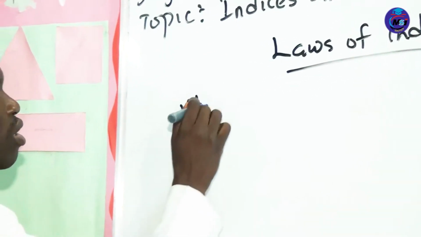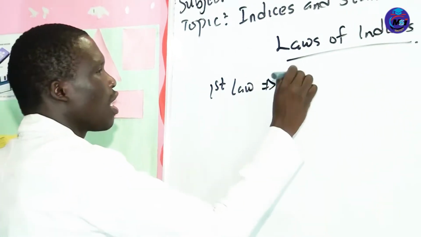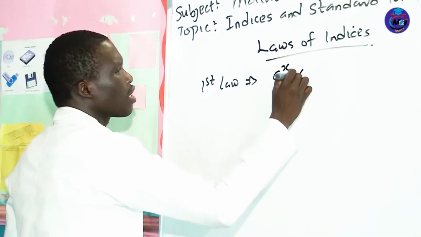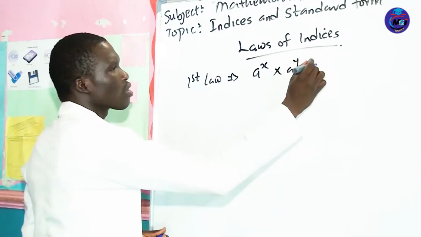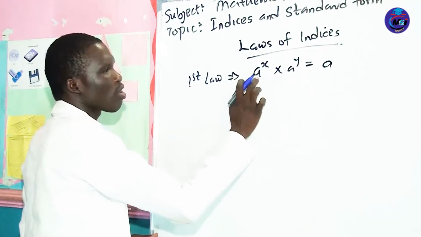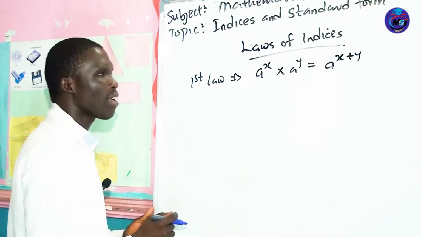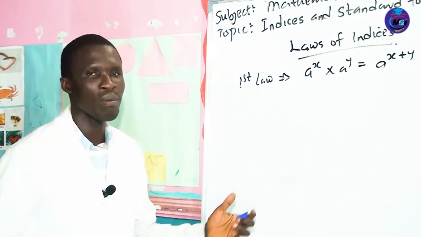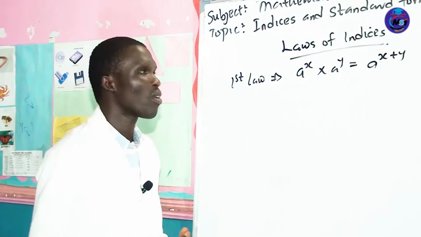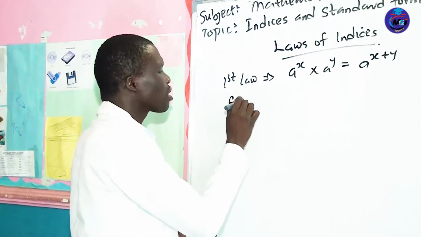Now the first law is talking about a raised to power x times a raised to power y. This will give us a, which is common to both, raised to power x plus y. Now don't get confused with this. Let me give you an example where to apply this law. Let's say for instance, an example is given to you.